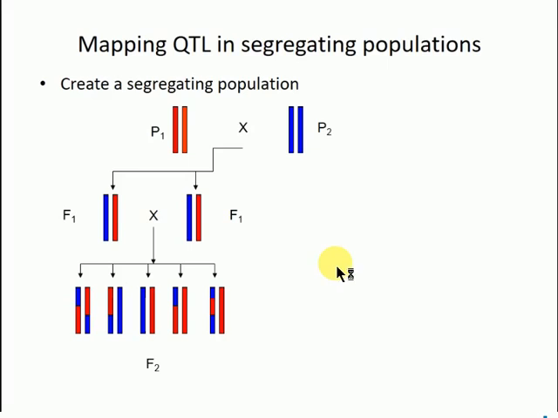F1 individuals are definitely heterozygous at all concerned loci, because one red chromosome and another blue chromosome, they are heterozygous. However, after intercrossing this F1 individual and generating F2, the chromosome makeup contains different segments of their parental chromosomes. For example, in this individual, this bit comes from P1 and this bit comes from P2 via recombination.